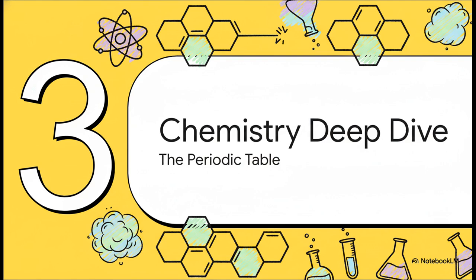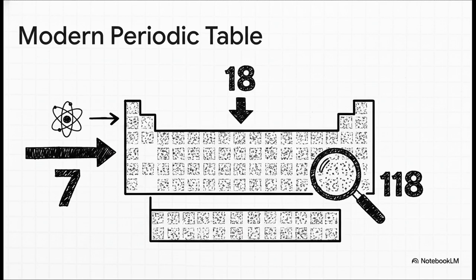Time to switch gears. Let's do a deep dive into chemistry, and where else would we start but with the ultimate roadmap for every element, the periodic table. Let's get the core facts straight, quick-fire style. The modern periodic table is based on atomic number, not atomic mass. It has 7 horizontal rows, which we call periods, and 18 vertical columns, which we call groups. Altogether, it houses 118 elements.